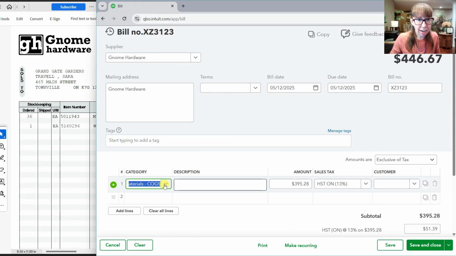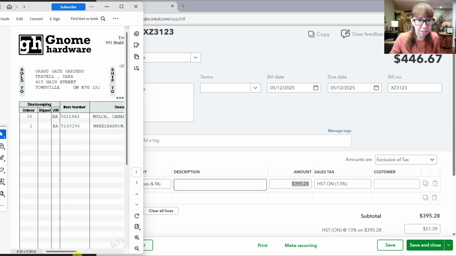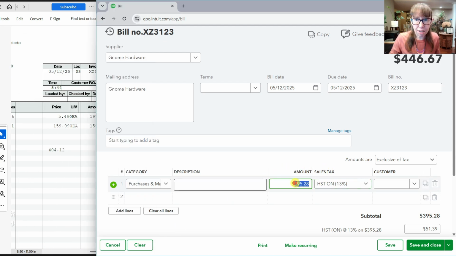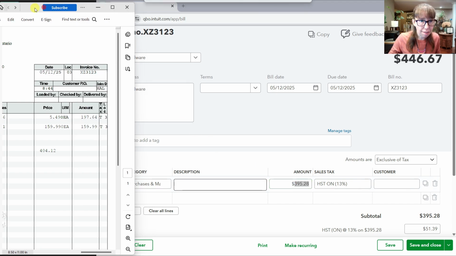So let's go ahead and, well, for purchases and materials, the mulch is 197, and this is exclusive.